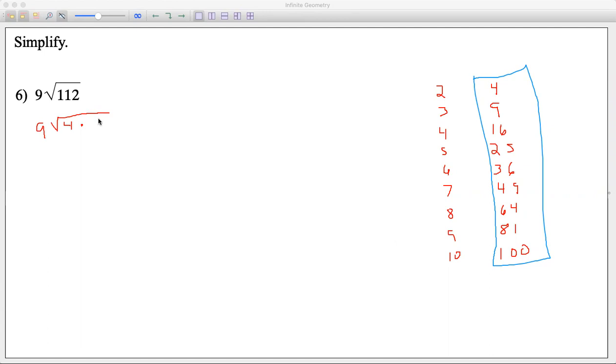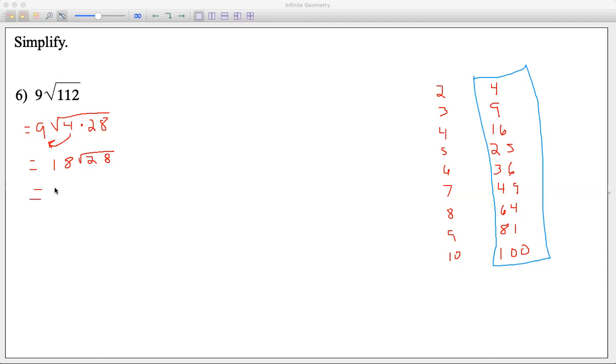Let's see, 4 goes into 112 28 times. The square root of 4 is 2, and 2 times 9 is 18. So I get 18 root 28. And now you can kind of see, oh, check it out, there was probably 16 that went into 112. We just didn't know it.